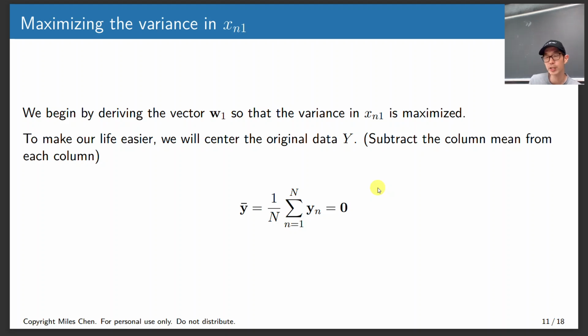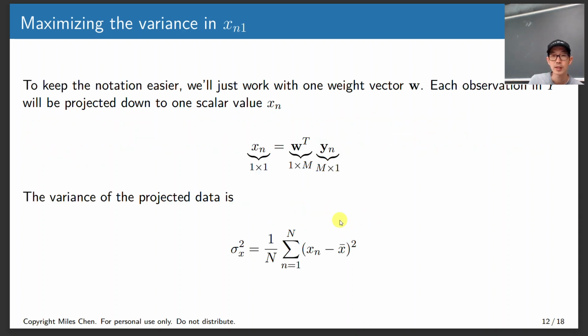To make our work easier, we will center our original data in y. So we have our original values in y, and basically we'll subtract y bar from each column, so that when you take the mean of your centered data, you're going to get the zero vector, a vector of zeros, for m-dimensional y. Okay, and then we'll just look at the first vector.